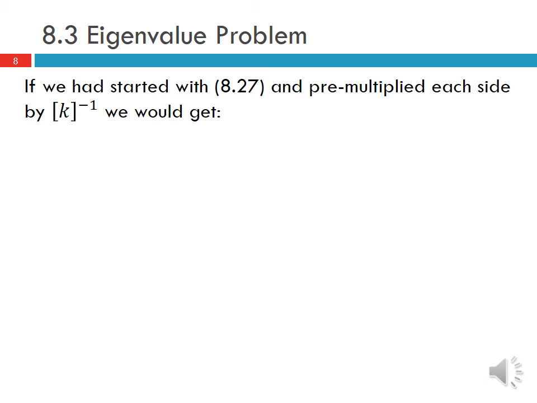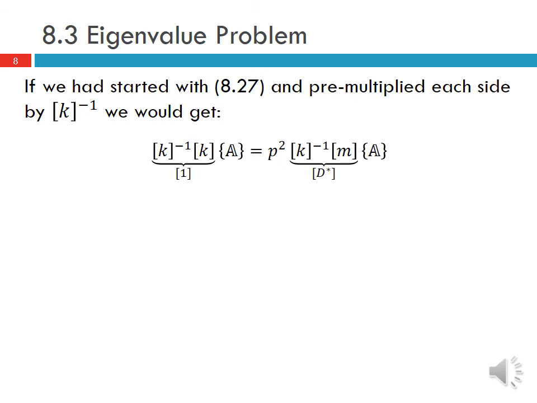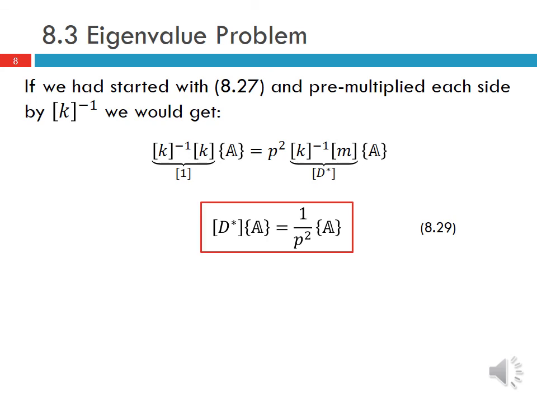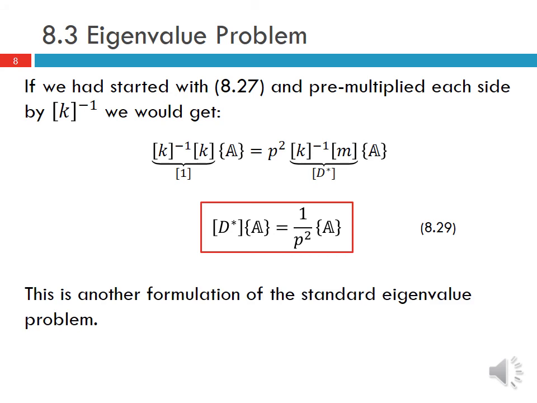If we had started with 8.27 and pre-multiplied each side by K inverse instead, we would get this expression here. So we'd have K inverse K, which is the identity matrix, times A on one side is equal to p squared K inverse M times A. So we can call this K inverse M, D star. So what we get is D star A is equal to 1 over p squared A. This is another formulation of the standard eigenvalue problem. In this case, the eigenvalues of D star are 1 over p squared.